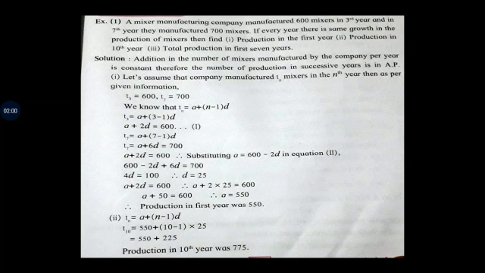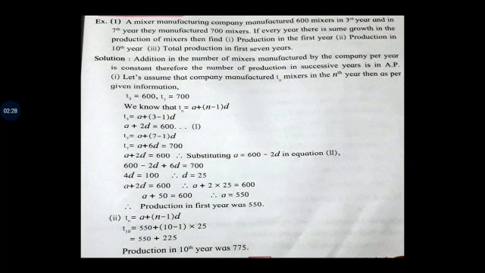So now you have to use T7. So now T7 is equals to a plus 7 minus 1 into d. Why? Because the value of n here is 7. So T7 is equals to a plus 6d, and the value of T7 here is 700. So a plus 6d is equals to 700 here. Now see here. Now a plus 2d is 600, a plus 6d is 700.